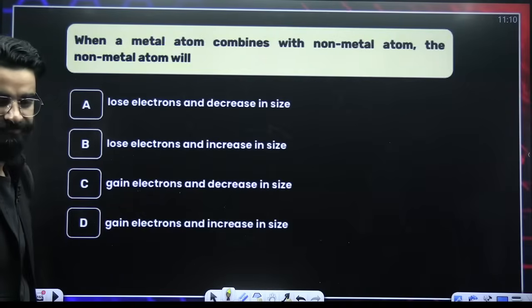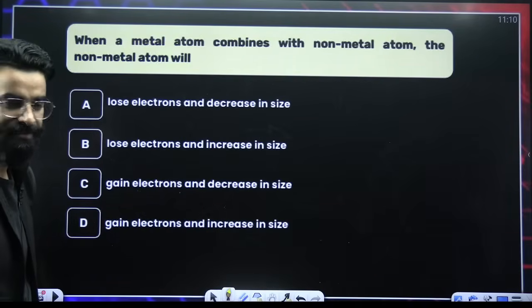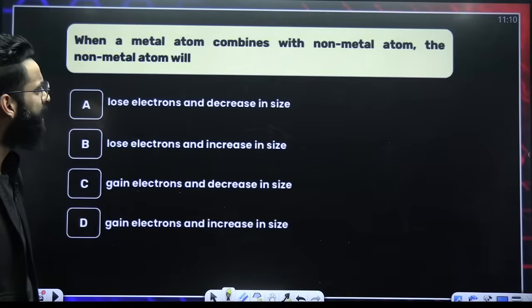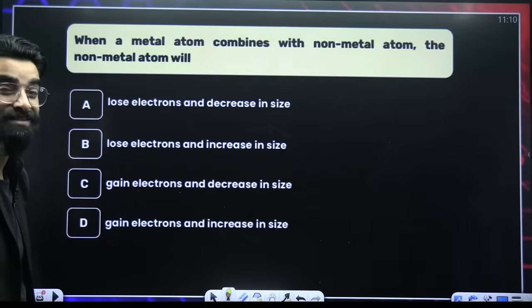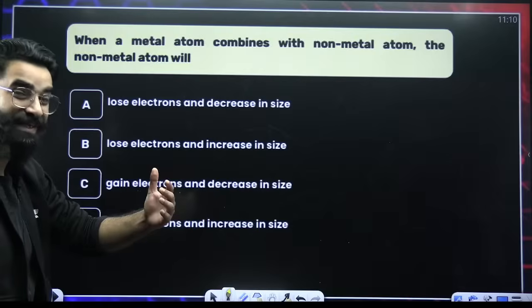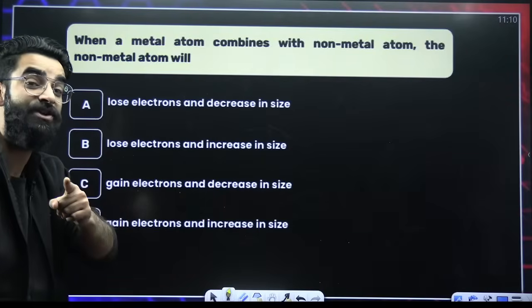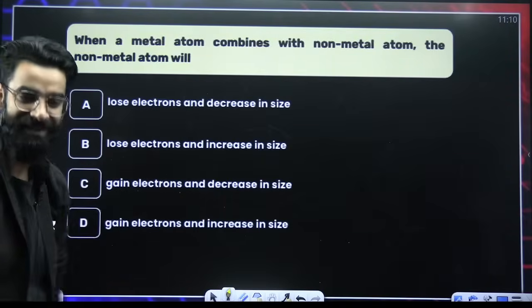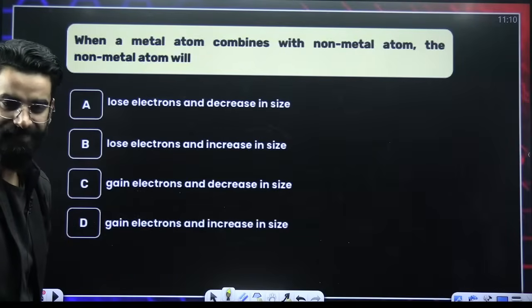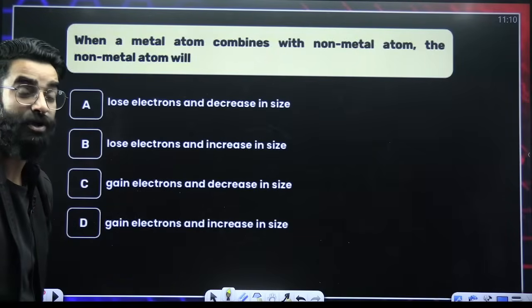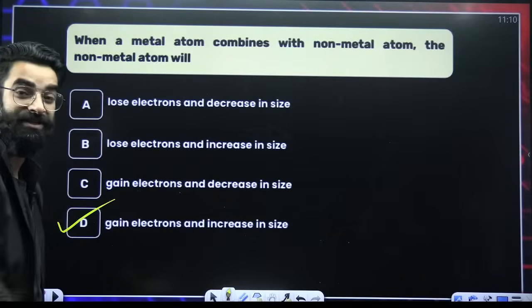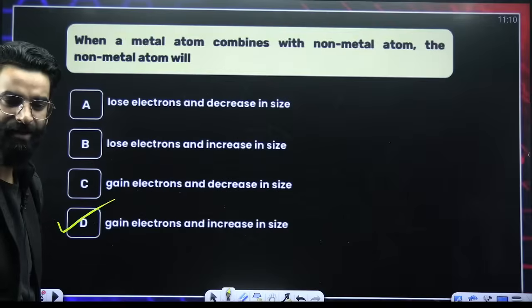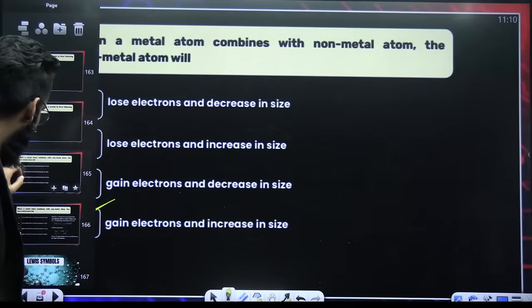Perfect. Look at the third question. When a metal atom combines with a non-metal atom, does the non-metal atom lose or gain electron? Non-metal atom gains electron. And if the non-metal atom gains electron, its effective nuclear charge will decrease and its size will increase. So option D. No need to think about anything. Moving on.